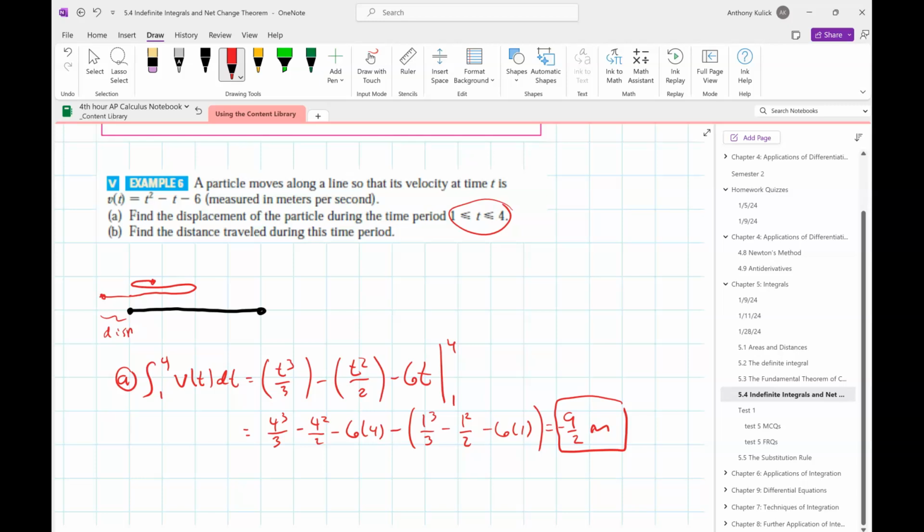Does everybody feel okay there? Now let's think about, oops, that was my start. That's like my end. So let's think about what we would need to do to find the distance traveled then.